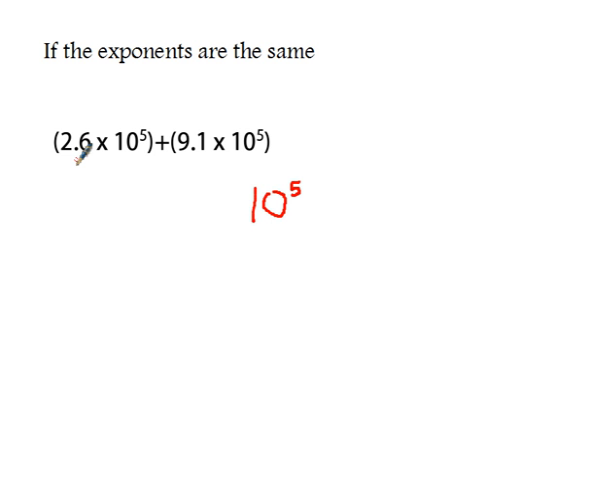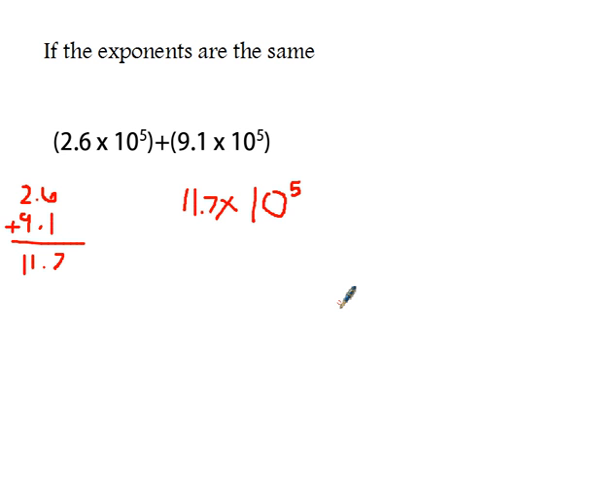Now all I need to do is add these two numbers up. And I'll come over here, 2.6 and 9.1. Add those, and I get a 7 and 11. So I get 11.7 times 10 to the 5th.